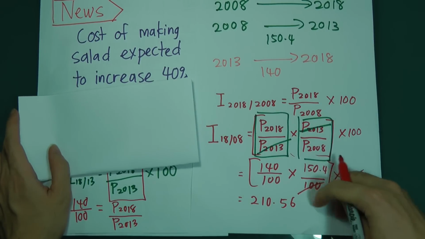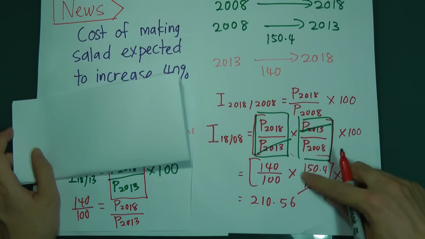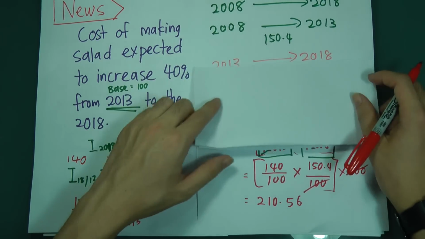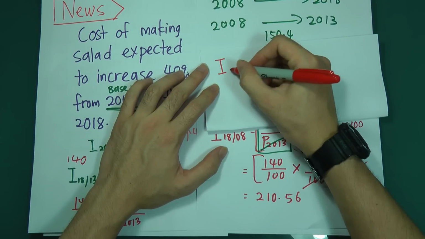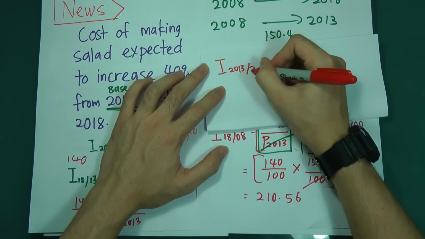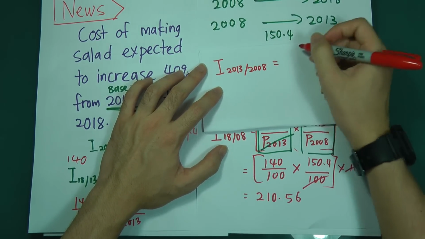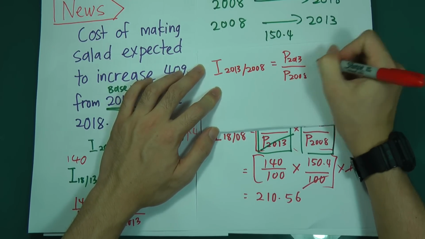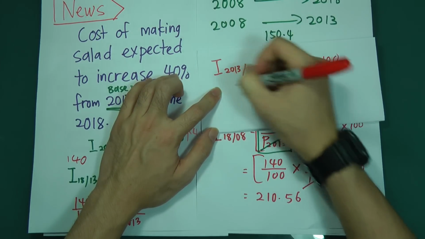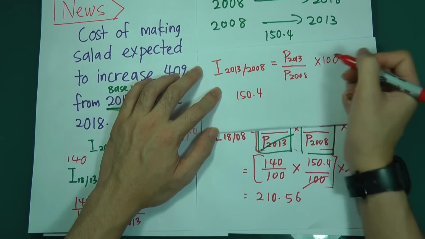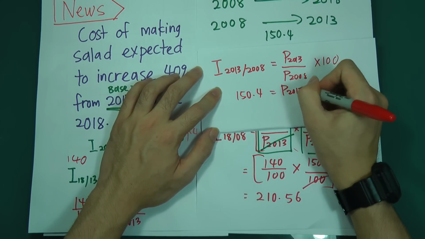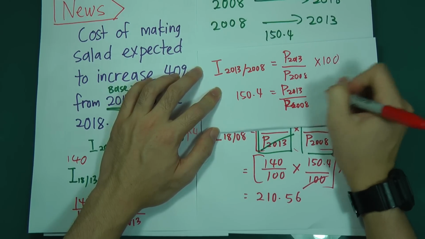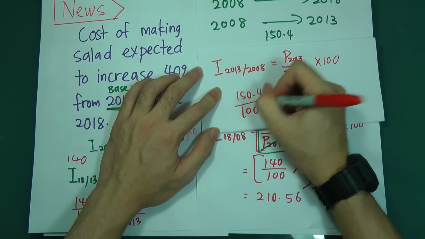So how do I get this one? I just write over here. Now I explain this part. 150.4 divided by 100, because we got the composite index for 2013 based on 2008 is equal to price for 2013 divided by price for 2008 multiplied by 100. This composite index we already got is 150.4, so it equals price for 2013 divided by price for 2008. So the multiply by 100 moves to the other side and becomes divide by 100.